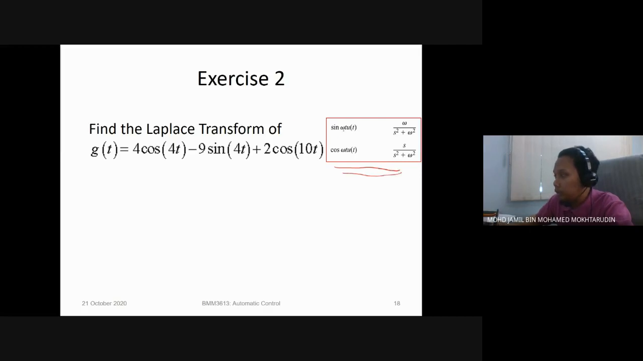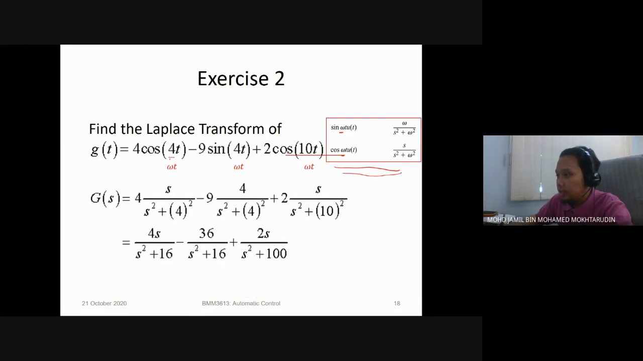Here you need to make sure what the value of omega is. So the omega here is 4 and 10. You need to make sure you use the right omega and substitute it into the equation from the table. So simply substitute and use the linearity theorem, and you end up with this answer.